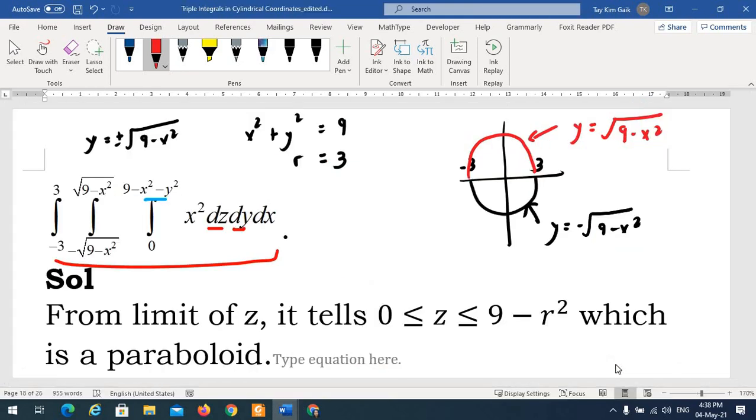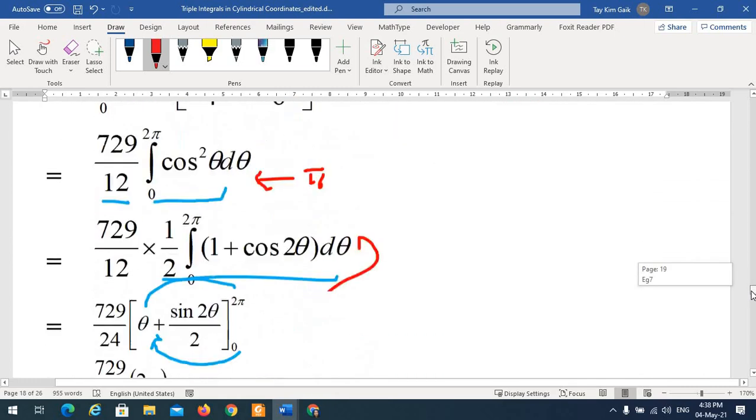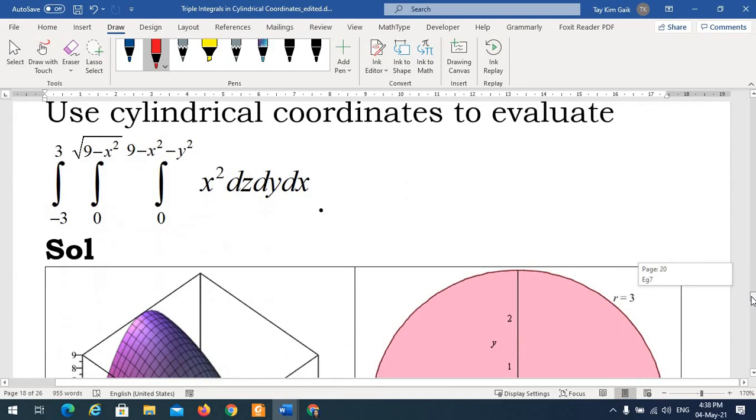Then from here, the limit of x goes from negative 3, the lower black curve, until the upper curve, and the limit of y is from negative 3 up to 3. So it tells you it is actually the full circle. That's why theta is 0 to 2 pi. And then the next one, this one.